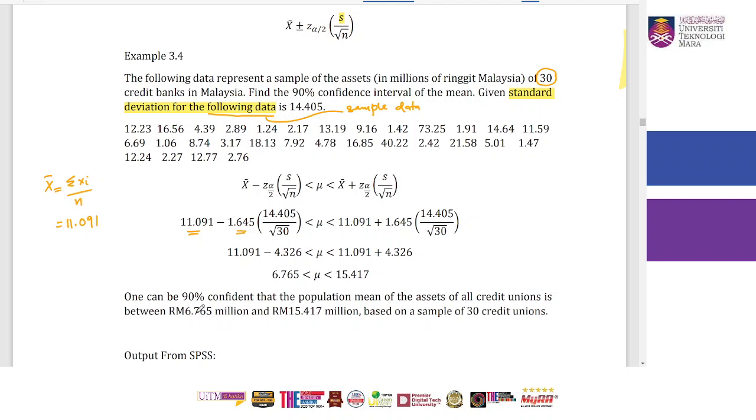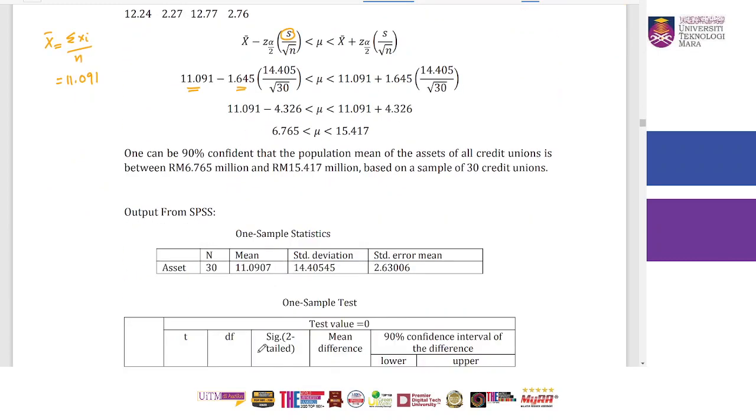Okay. And then, again, the same thing with the last example. Instead of using the mu, the sigma, you are using the sample standard deviation here. So, sample standard deviation is given by 14.405. And then, you take divided by the square root of 30 like before. And then, calculate the values. So, you get the interval to be between 6.765 and 15.417. Okay, so you get this value. And then, explanation sama saja macam sebelum ni.